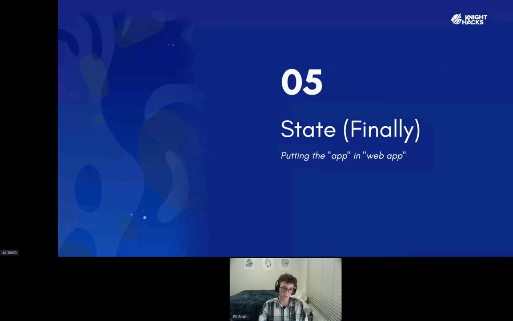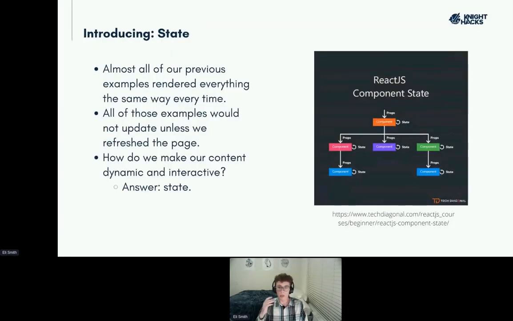So let's talk about the concept of state. All of our previous examples would render the exact same thing every single time, which is not really helpful. We want it to be able to render different things depending on how our application is currently being used. And all of those examples would not re-render unless we manually went up and refreshed the page, which is also not useful. We want the page to be able to update when it needs to when we have new pieces of data. And both of those things we can fix by introducing state into our application.